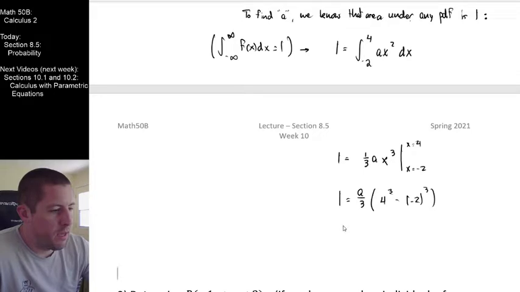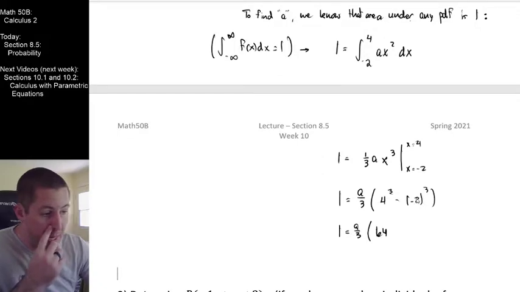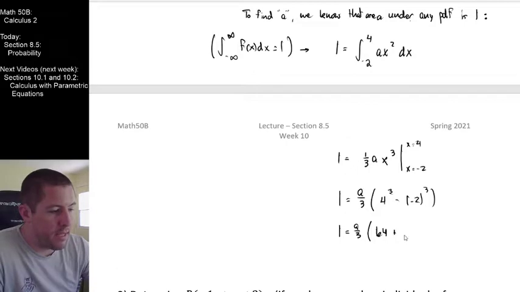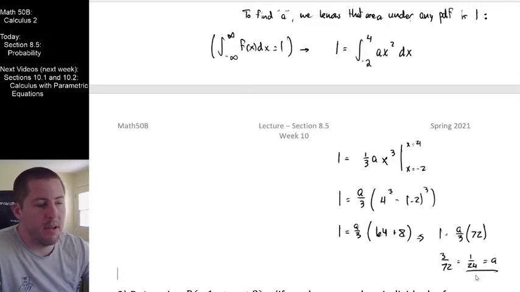That's going to give me 1 equals a over 3 times, 4 cubed, that's going to be 64. And then negative 2 cubed is going to give me negative 8. Minus negative 8 is really plus 8. So I'm going to get a over 3 times 72. And so this is going to give me 3 over 72, which is really 1 over 24. That must be what a is going to be right there.